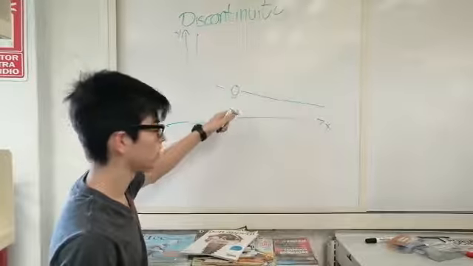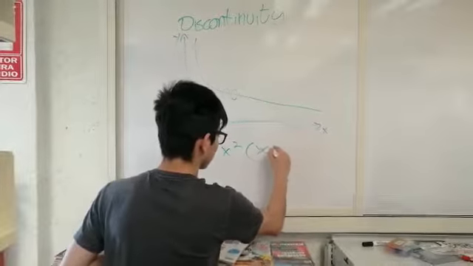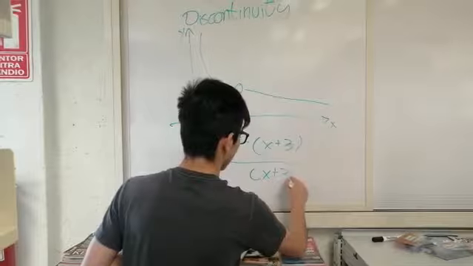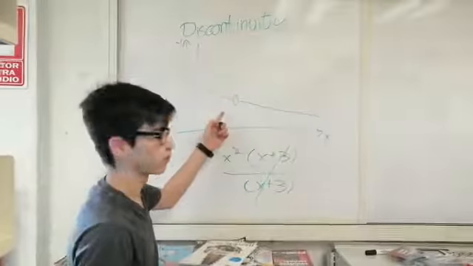This is called a hole. A hole can be expressed like this. So this is a hole. It can also be explained as a limit.